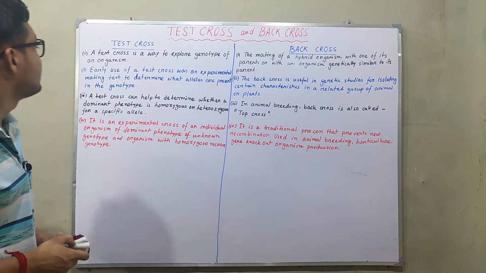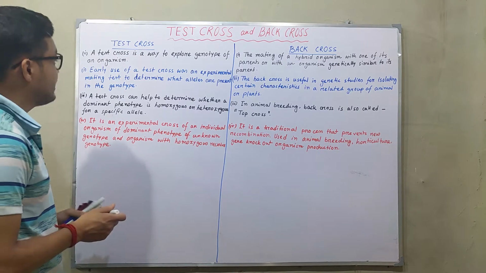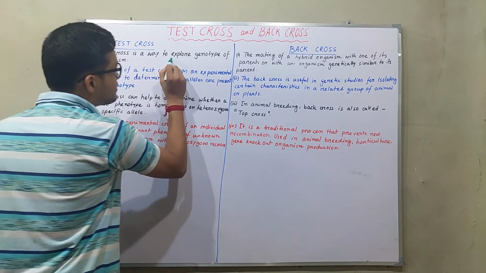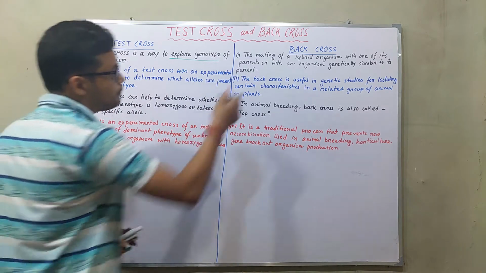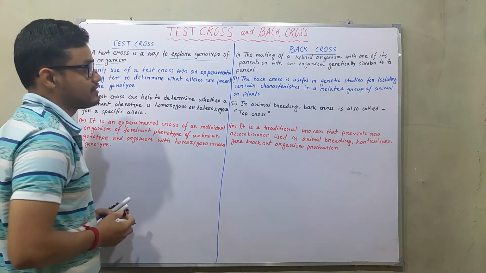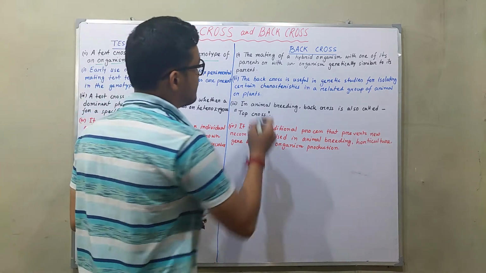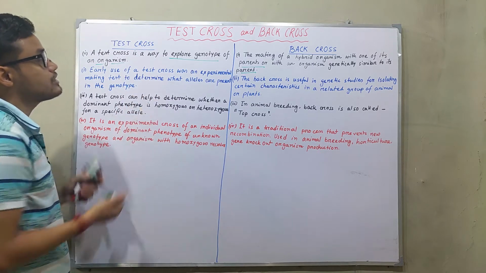First thing, test cross is a way to explore the genotype of an organism. So it is basically to explore the genotype of a particular organism, whereas the back cross is the mating of hybrid organisms with one of its parents, or with an organism genetically similar to the parents. So basically here test cross is different from back cross.